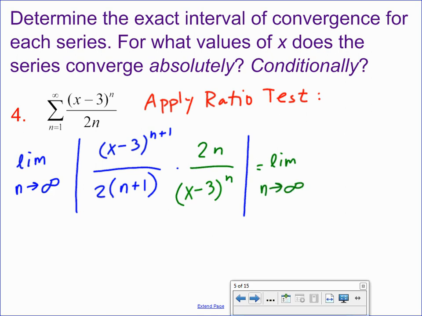the limit as n goes to infinity. I'll grab onto my n terms and put them out front. You don't have to, but I like to put them out front so I don't trip on them. I get 2n over 2 times quantity n plus 1 is 2n plus 2. And then I got absolute value of, and I'll bring down one of these x minus 3s times x minus 3 to the n over x minus 3 to the n is 1 x minus 3 left. Funniest looking three I've ever seen.